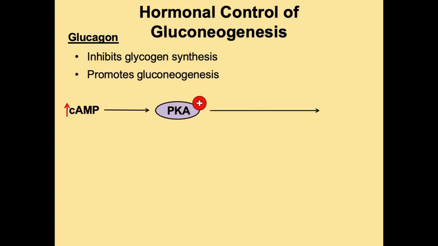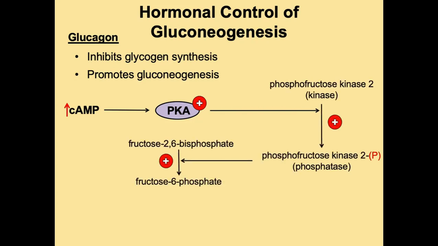Glucagon obviously will have the opposite effect, so this will inhibit glycogen synthesis and promote gluconeogenesis, and it does this by raising cyclic AMP levels in the cell, activating protein kinase A. This will activate an enzyme called phosphofructokinase 2. This phosphorylation of this enzyme converts the enzyme from a kinase to a phosphatase.